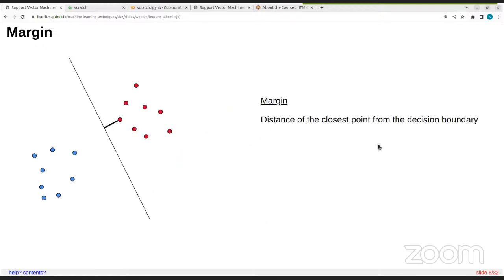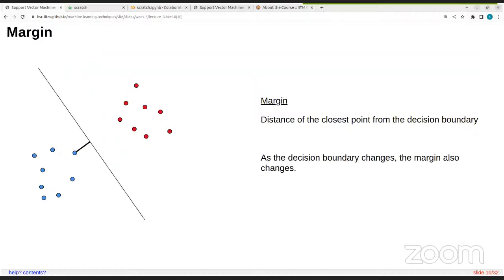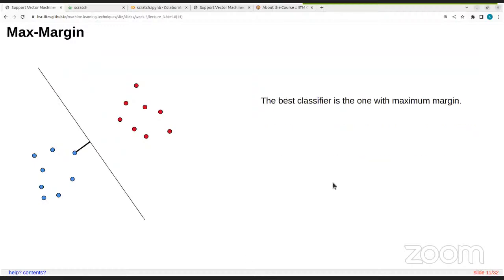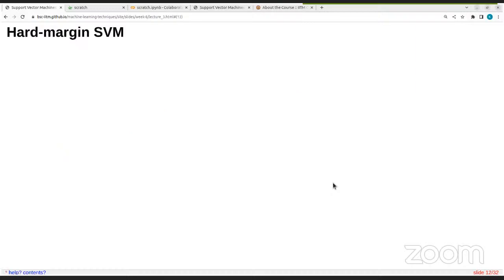The margin we define to be the distance of the closest point from the boundary, right? So that is what we call the margin. And as the boundary changes, the margin is going to change. And what we said was the best classifier is one whose margin is the maximum, right? One question: we have margin on two sides, right? Both the margin on the negative and positive side, are they equal?